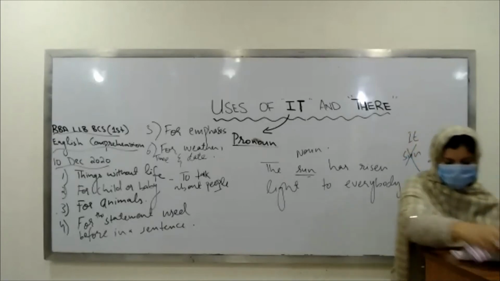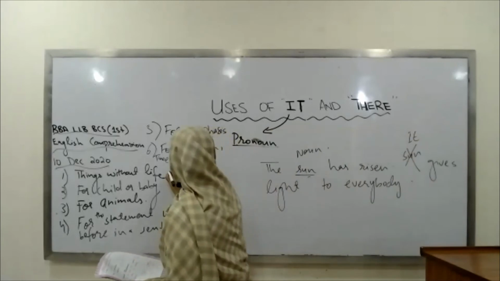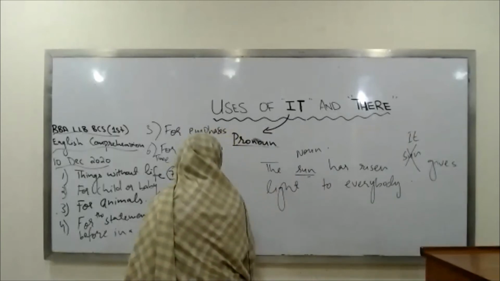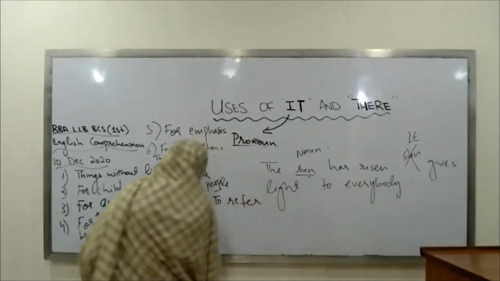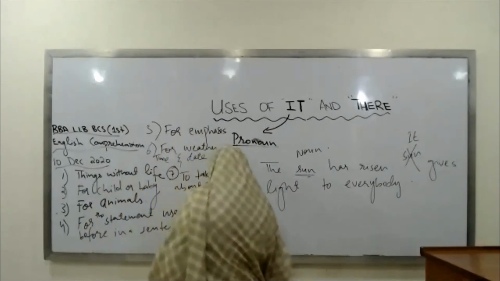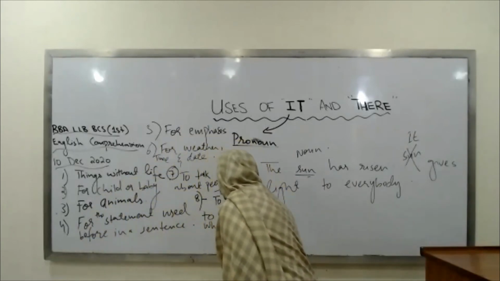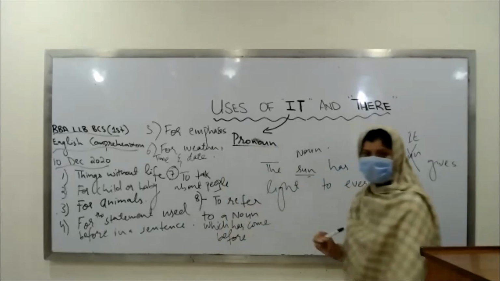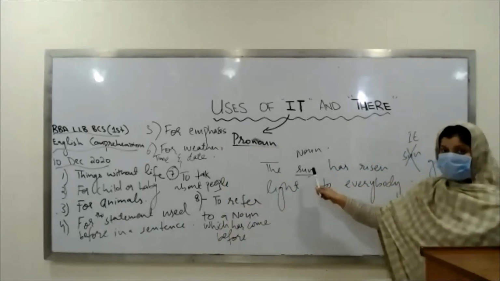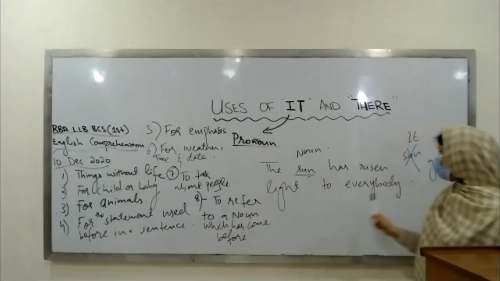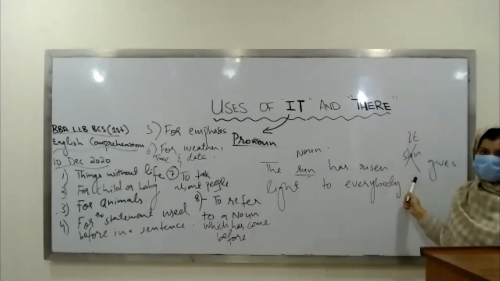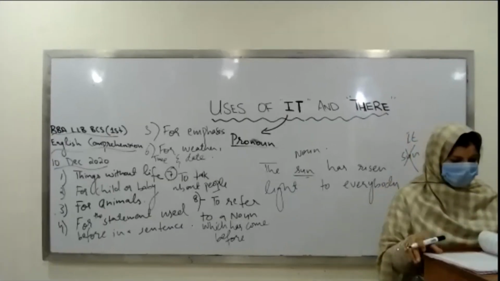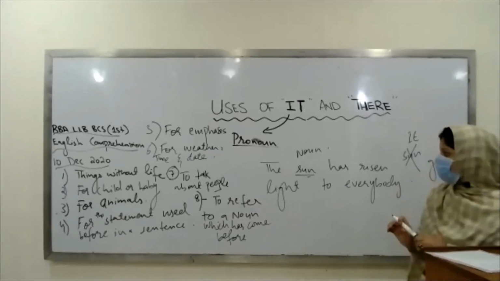So it is used, according to the next use of it, to refer to a noun which has come before. How is it referring to a noun which has come before? Here it is noun. It has come before in a sentence, and to avoid its repetition, what we did, we have replaced it with it in a sentence, right? So these are all different uses of it.